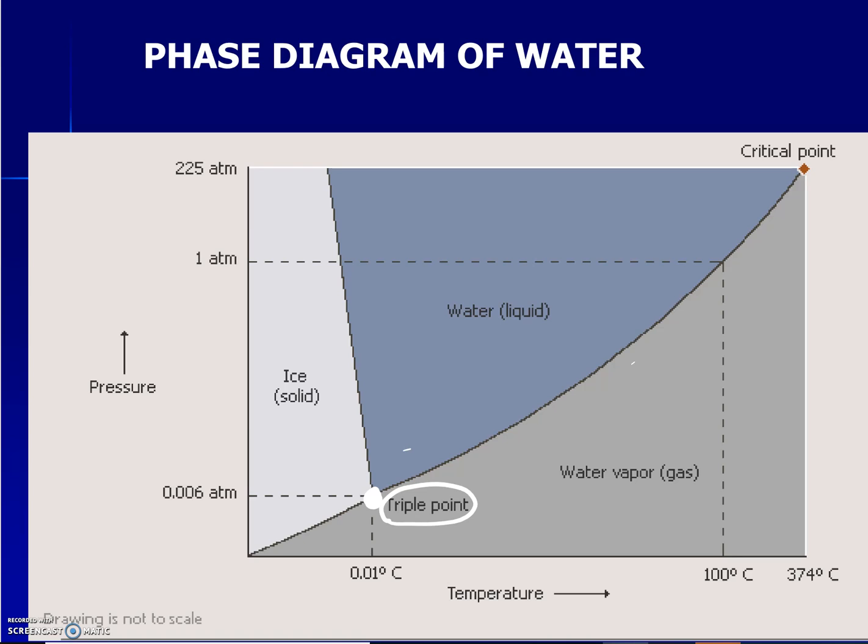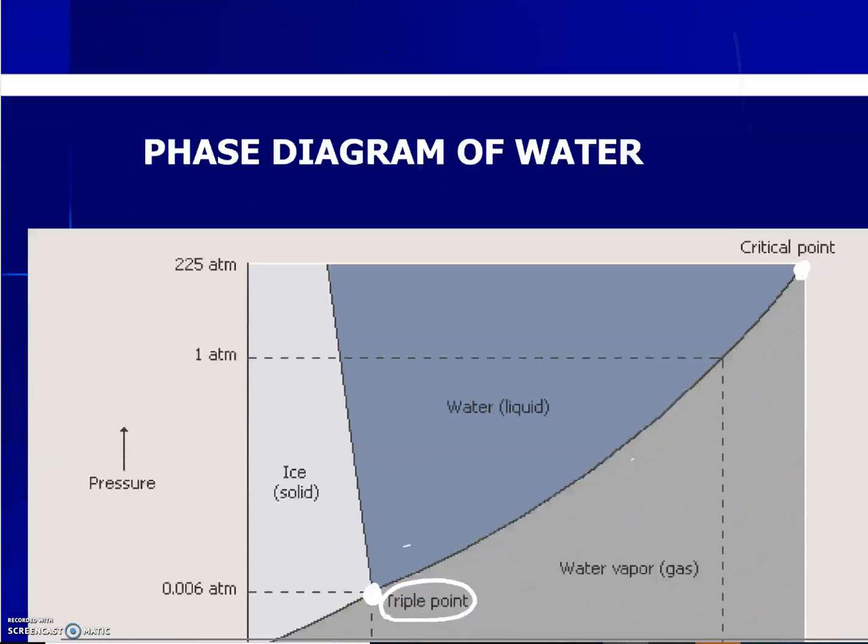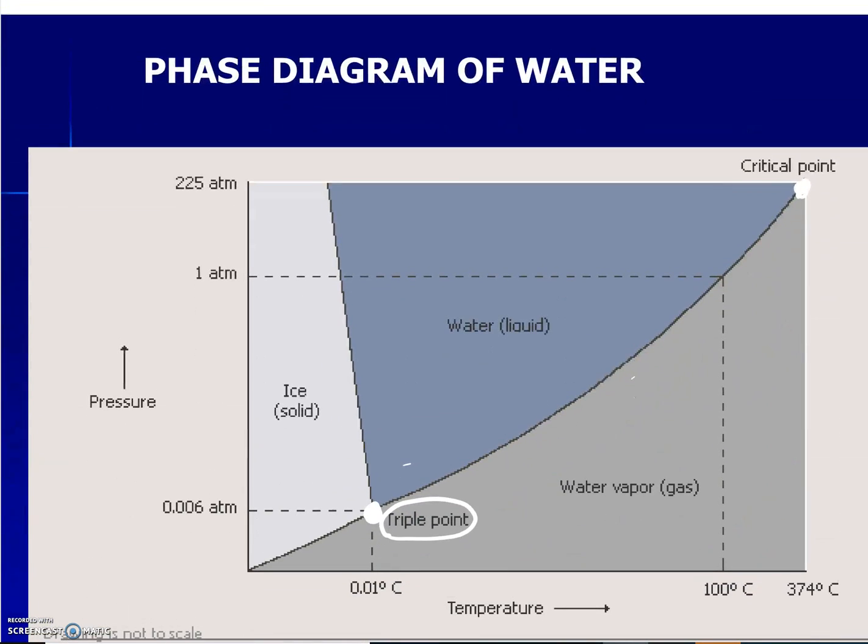When you get to the critical point, which is up here, if you look back at the definition, it is the temperature and pressure where the liquid and gas become identical and form one phase. So the liquid, which is right here, the blue area, and the gray area, the gas phase, all become indistinguishable, where you can't tell the difference. They're in the same phase. But notice, very high temperature and very high pressure are needed for that to take place. The supercritical point would be way beyond that, where you can't even tell the difference.